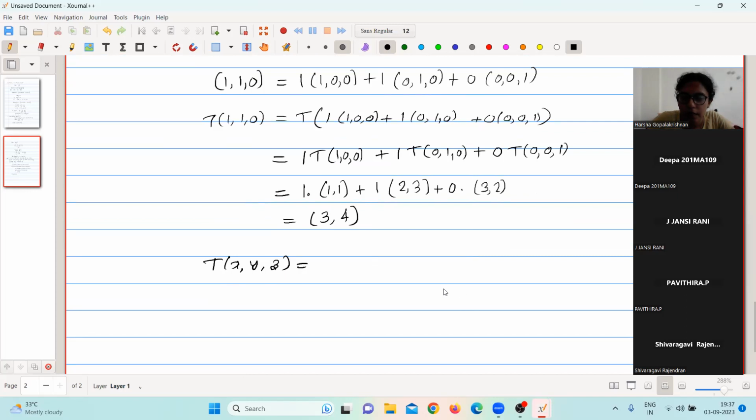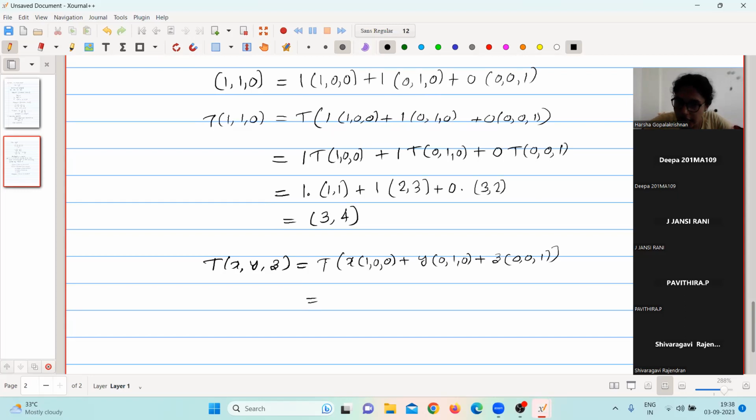Yes, ma'am. T of (x,y,z) can be written as a linear combination of x into (1,0,0) plus y into (0,1,0) plus z into (0,0,1). And simply we can equate the coefficients on both sides, ma'am. Okay, correct. So this is the same procedure as we did earlier. We are just writing (x,y,z) as the linear combination of these known values because we know the value of T at (1,0,0), (0,1,0) and (0,0,1). So we are writing like this.